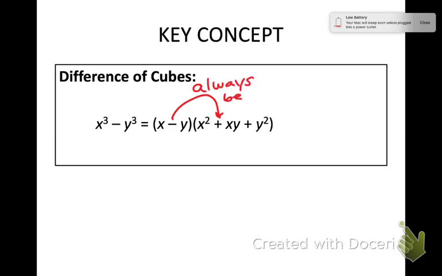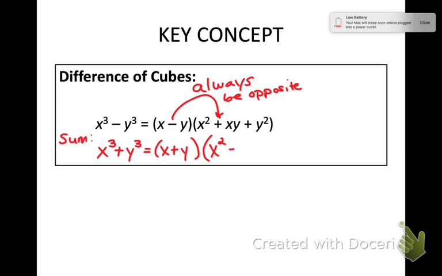Always be opposite. So if we start out with a minus, it's going to be a plus in the trinomial. If we did the sum, if it was x to the third plus y to the third, what would be the first binomial? X plus y. And then the trinomial would be x squared minus xy plus y squared.